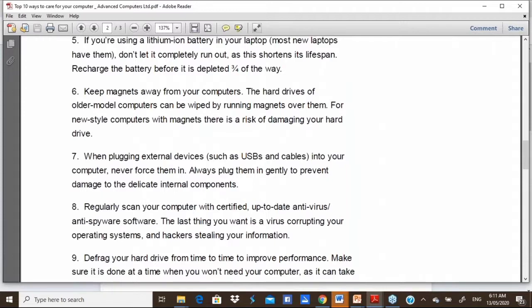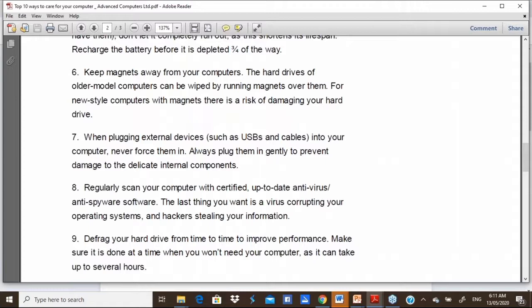Now, when plugging in external devices like USB cables and the rest, ensure that you don't force them in. Let them enter gently, so that you don't damage any internal components. Okay. Regularly scan your computer with a certified, up-to-date antivirus software.